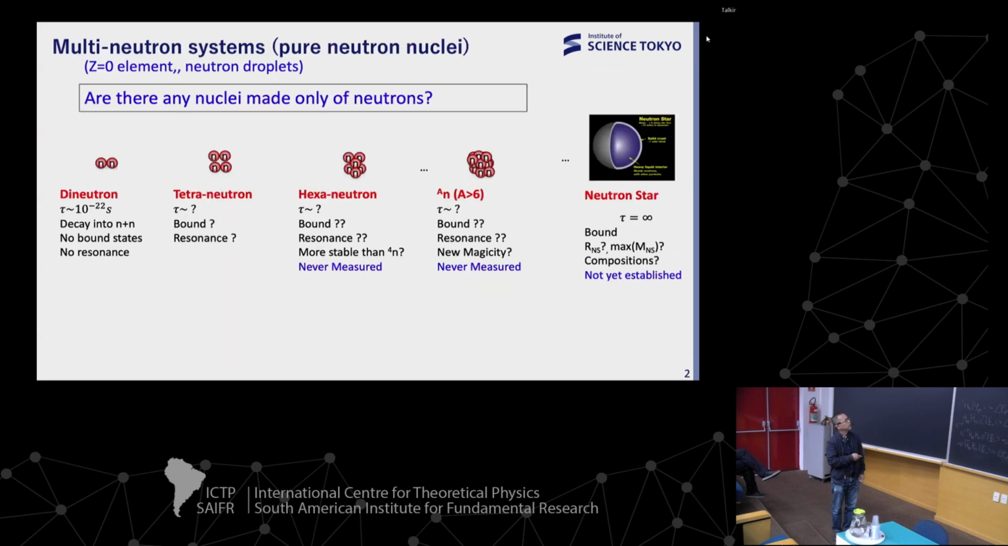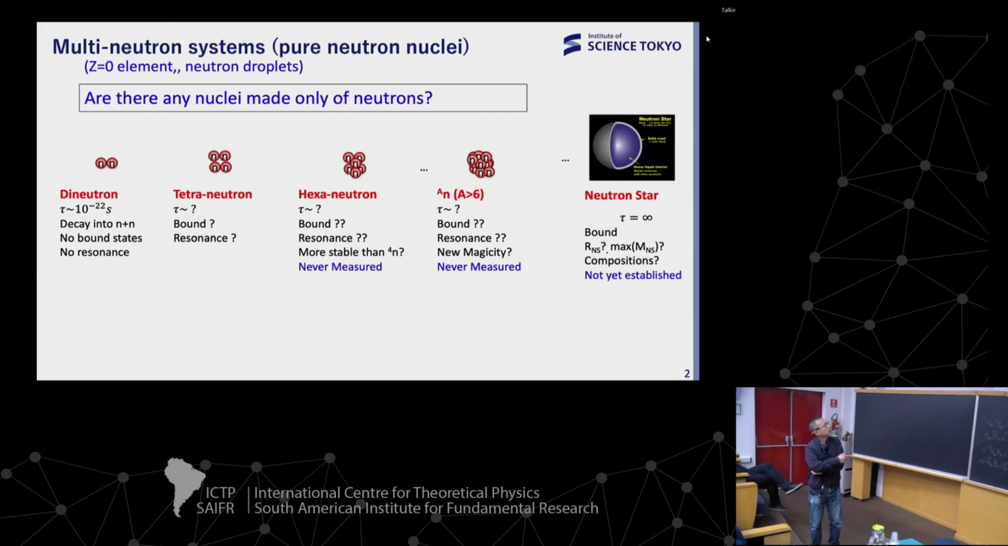Okay. So let us start. We'd like to discuss multi-neutron systems or pure neutron nuclei. This means that it's a Z equals 0 element, or we can call them neutron droplets. So the question I'd like to raise here is whether there are any nuclei made only of neutrons.